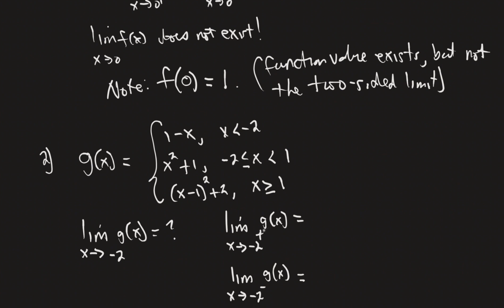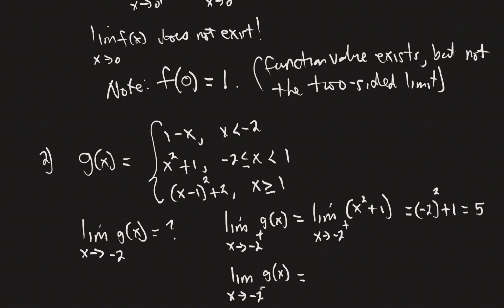So let's see, when x is greater than -2, but close to -2, then you would be in the middle piece. So then we would have to use the x squared plus 1. So this is the limit as x approaches -2 plus of x squared plus 1. And again, now that piece itself is a polynomial, so we know we can plug it in. So we will have -2 squared plus 1. Order of operations, -2 squared is 4, plus 1 is 5, right?